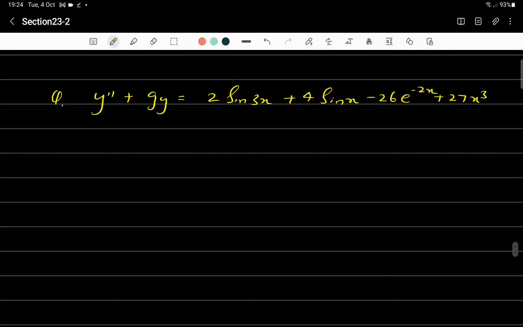Now we have solved the similar question using the method of undetermined coefficients, using the method of superposition. So yg is simple, it is m square plus 9. If I solve it, then I will get c1 cos 3x plus c2 sin 3x.